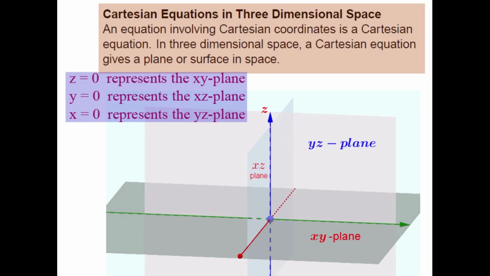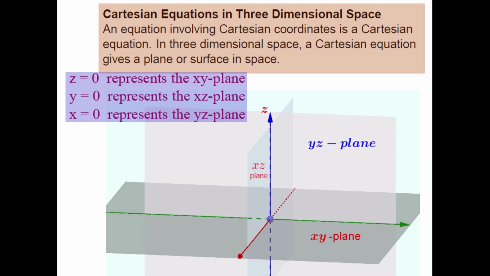Cartesian equations in three-dimensional space. An equation involving Cartesian coordinates is a Cartesian equation. In three-dimensional space, a Cartesian equation gives a plane or surface in space. For example, z equal to 0 represents the xy plane. y equal to 0 represents the xz plane. x equal to 0 represents the yz plane.